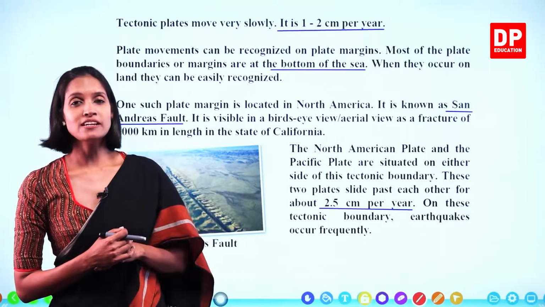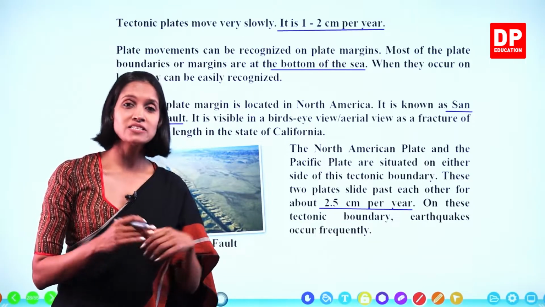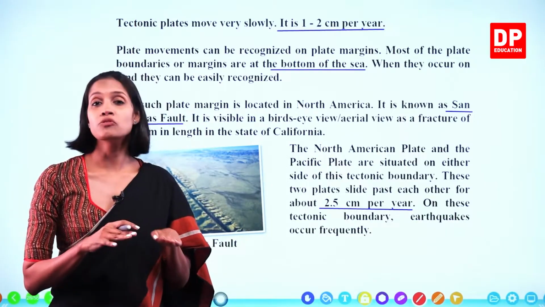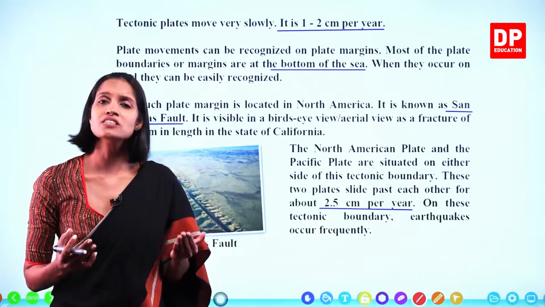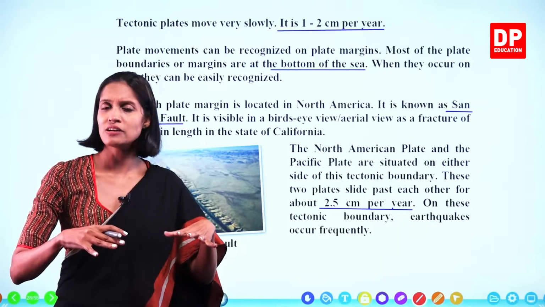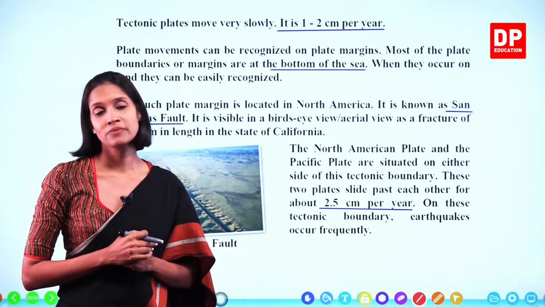Now we learned that there are huge slabs of rock called tectonic plates. The crust is divided into tectonic plates, and they move relative to each other. Children, what is the reason for this relative movement? Why can't they stay still? Why do they always move relative to each other?